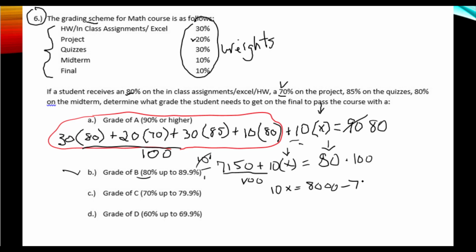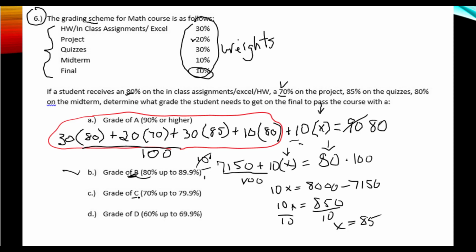minus 7150. And I'm getting 850, divided by 10, divided by 10, and I have to get an 85 or better on the final exam in order to get a B for the class.